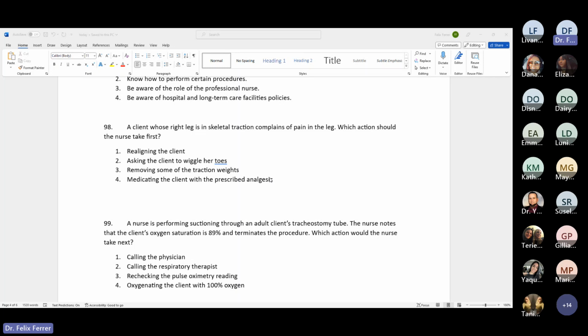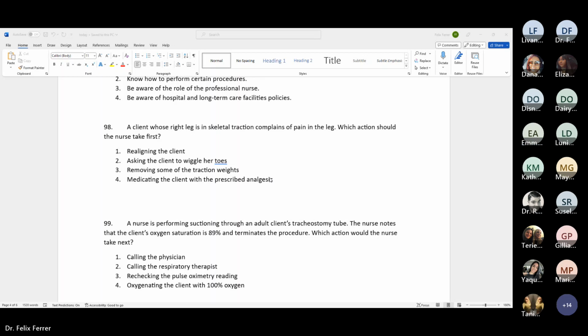Weights can never be removed. They need to hang freely. The only situation in which we remove them is when they are going to remove the traction. Besides that, the weights are not removed. And how do you know the traction is not working? Because the pain continues, probably because the patient is not aligned or is having a complication.